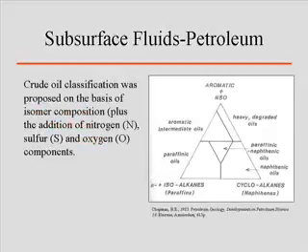Crude oil classification, in terms of how we subdivide them, was originally proposed based upon the composition of the isomers, plus a little bit of things like nitrogen, sulfur, and oxygen. And these are normally referred to as the NSO components. What you see in this diagram is a standard ternary plot where you have the three end members: the n- and isoalkanes, the cycloalkanes, and the aromatic compounds that make up the bulk of crude petroleum.